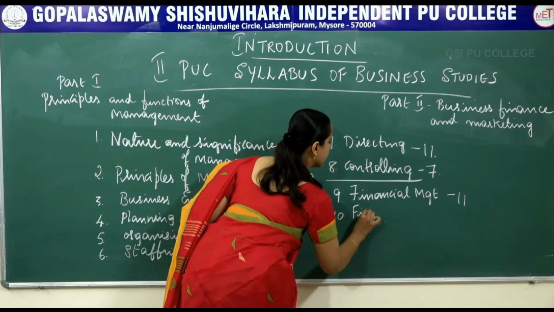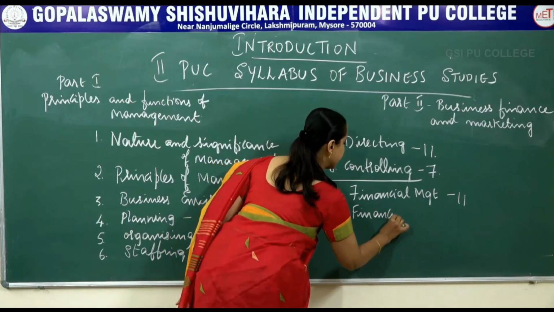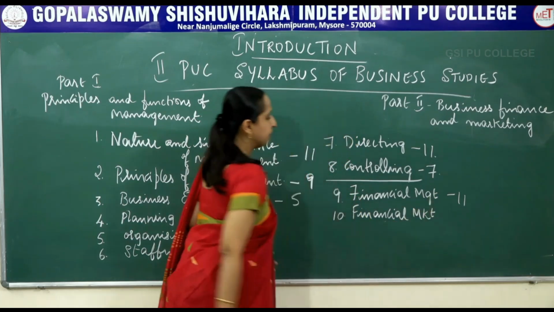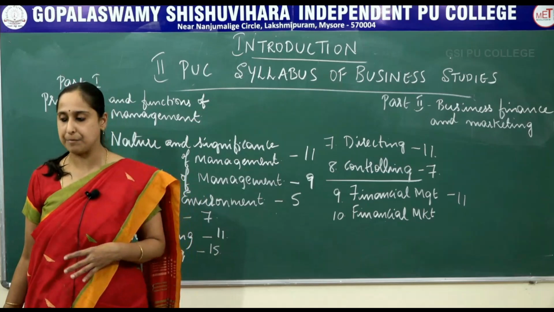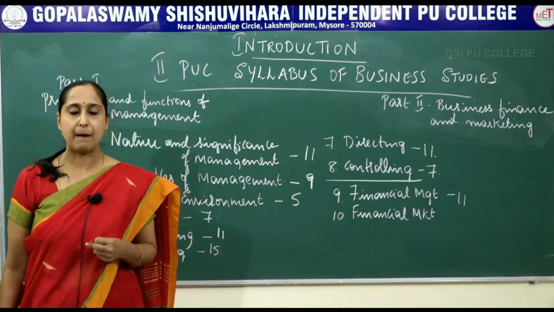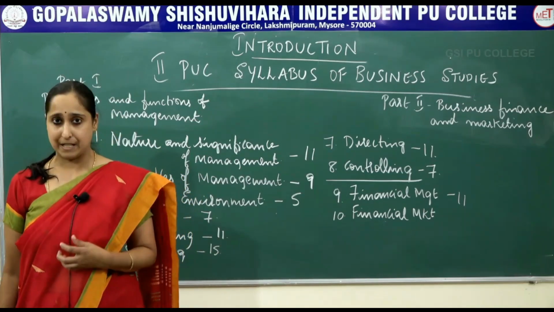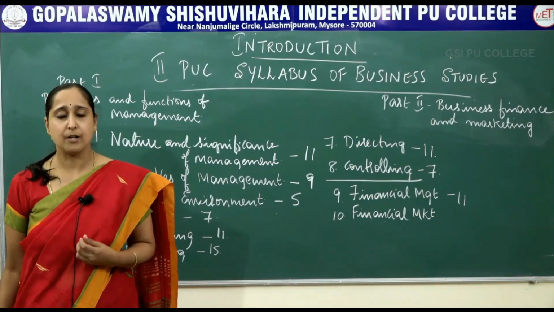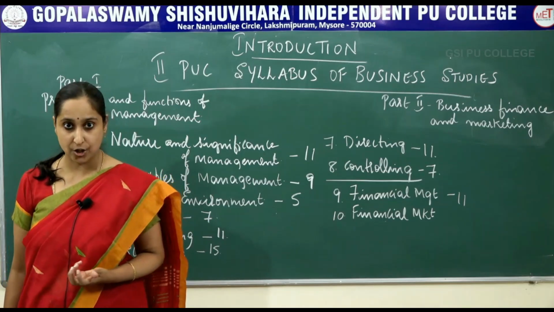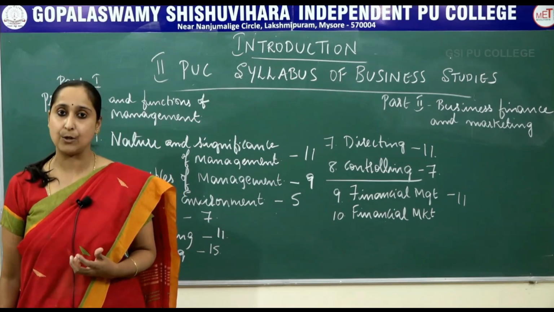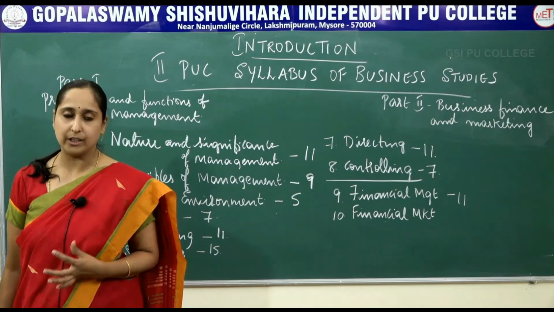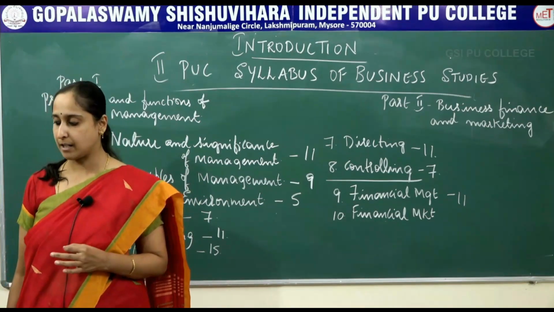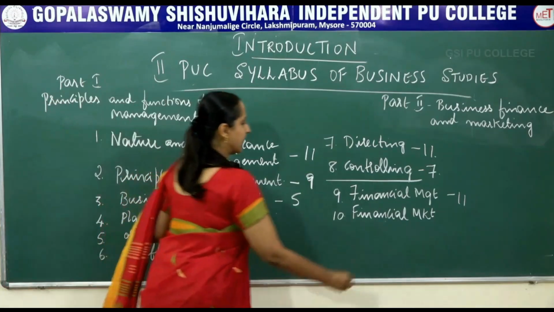Next chapter is financial markets. The financial market chapter gives you the idea about money market, capital market, and you have primary market, secondary market, and also about stock exchange, and you have SEBI, that is Securities and Exchange Board of India. So these are the topics which are covered in financial market. So the total marks allotted to this chapter is 11 marks.